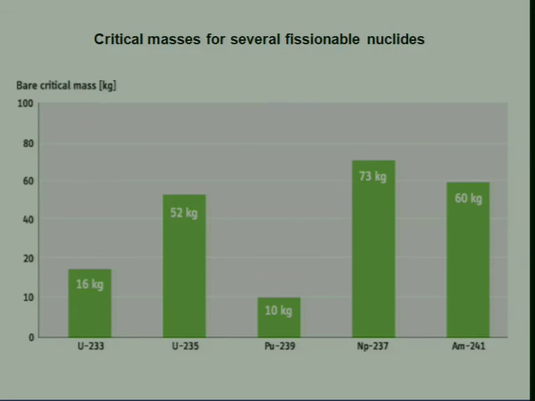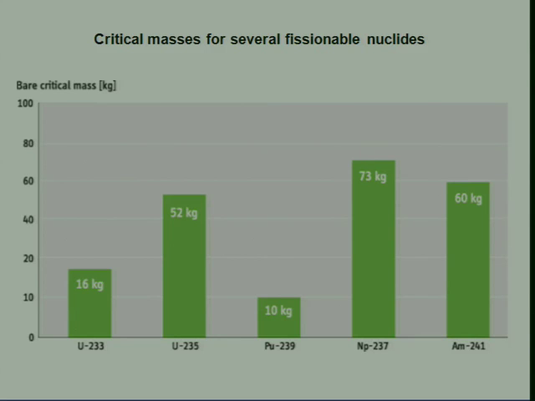U-235 is not the only material you can use, of course. There are other fissionable nuclei, and this is a similar kind of plot for other fissionable materials that could be used to make a bomb. So here's our U-235. This is a little bit more refined estimate than the one I just gave, but you can see the order of magnitude is right.